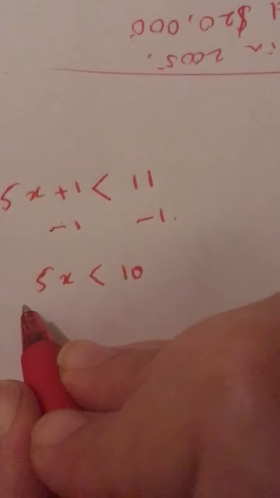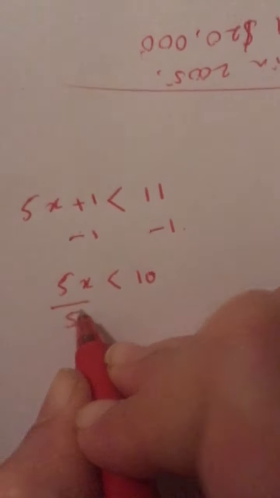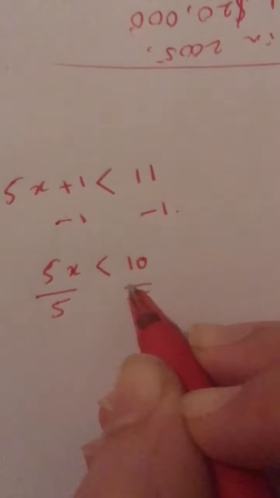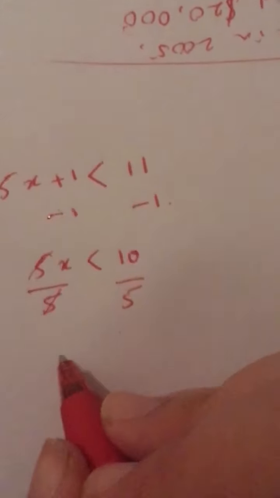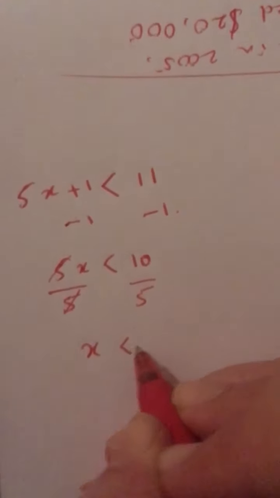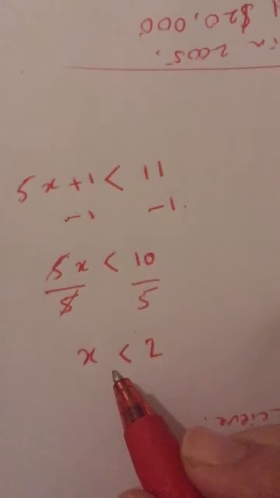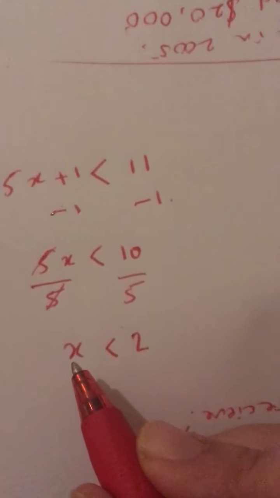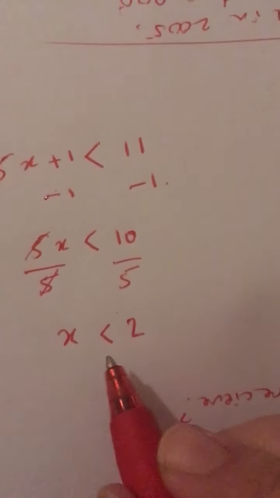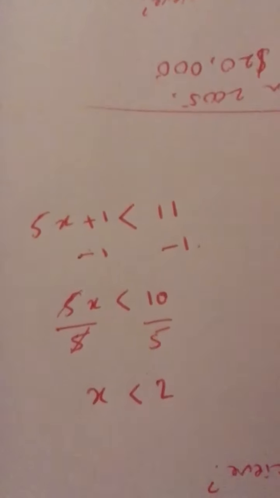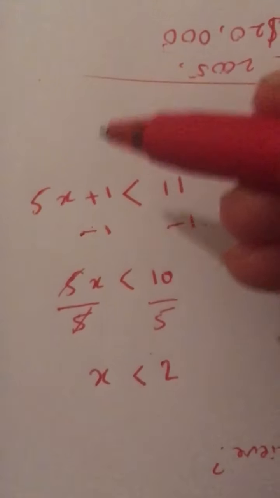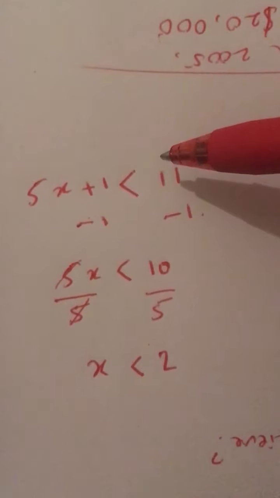The opposite of multiplying by 5 is dividing by 5. So I divide by 5 on both sides. And that gets rid of that. That leaves me with x is less than 2. So that means my answer is x is less than 2, so I can have the integers that are less than 2. For this example, for this question, I had x on one side and numbers on the other.